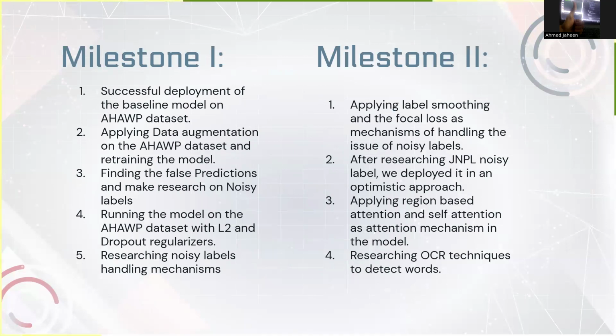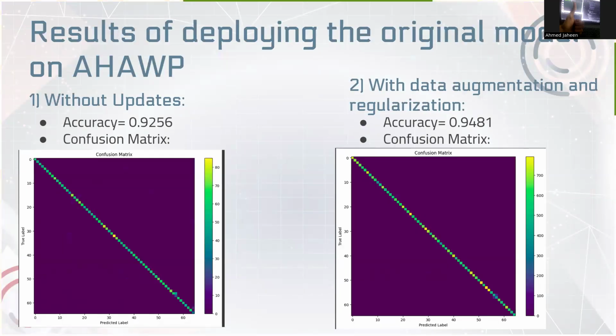And for milestone 2, we applied label smoothing and focal loss as mechanisms. And then we also tried out JNPL noisy label. And then third, we did a region-based attention and self-attention mechanism in the model. And lastly, we researched OCR techniques to detect the words. And before the updates, our accuracy was 0.2956. And after the augmentation and regularization, we improved it to 0.9481.